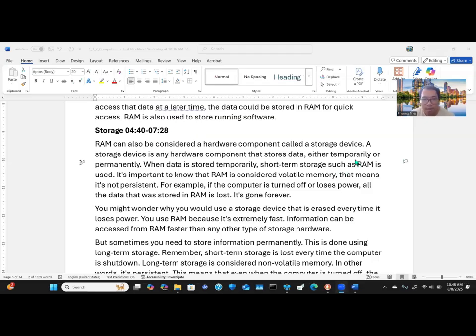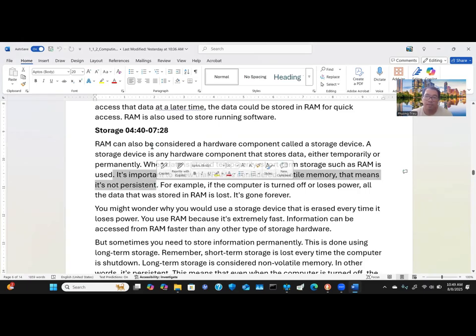Okay, back to the document, and let's see what they are trying to say next. It's important to know that RAM is considered volatile memory. That means it's not persistent, because it's a temporary storage. All of the data will go away and disappear after you shut off the computer or restart the computer.